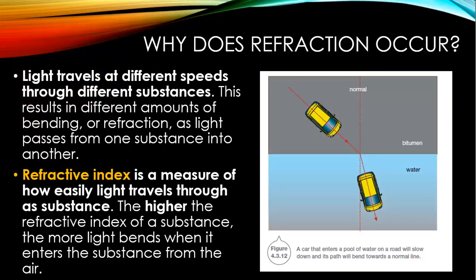So why does refraction occur? Light travels at different speeds through different substances. This results in different amounts of bending or refraction as light passes from one substance into another. The refractive index is a measure of how easily light travels through a substance. The higher the refractive index of a substance, the more light bends when it enters the substance from air. We've got a diagram here on the right where a car that enters a pool of water on a road will slow down and its path will bend more towards the normal line. We'll talk more about this one soon.